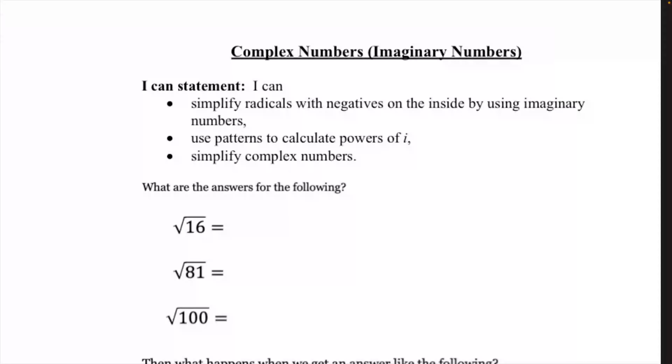Complex numbers. Part of complex numbers are imaginary. Okay, so let's talk about definitions. What's the opposite? If I say imaginary, what's the opposite of imaginary? Real. Okay, so what's a real number versus an imaginary number?